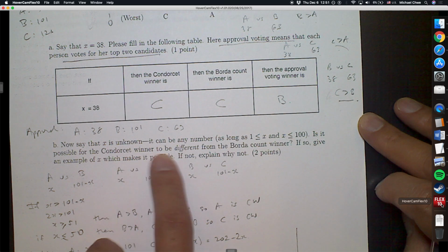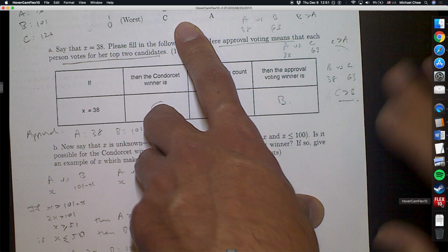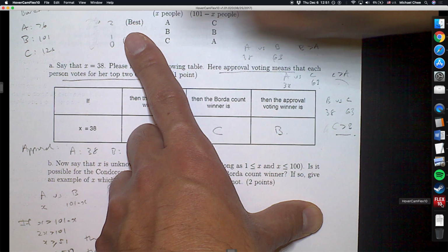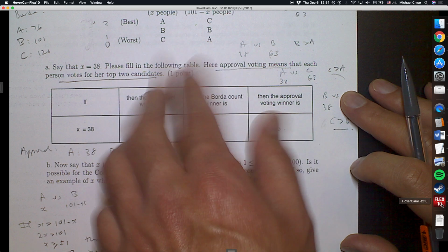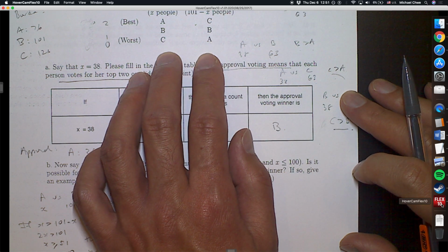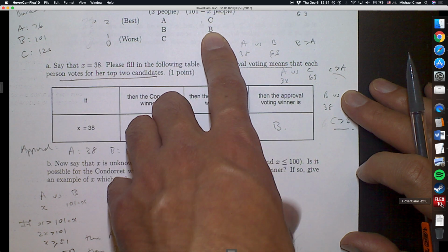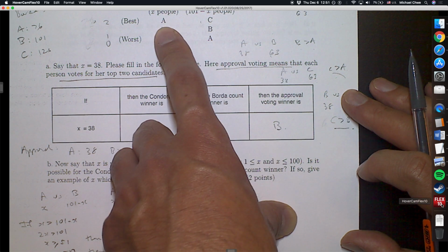Is it possible for the Condorcet winner to be different from the Borda count winner? Well, what will the Condorcet winner be? And this is kind of the idea. Instead of 38, this is just X people. So there's just two groups of society, right? So the Condorcet winner will be determined by what? Which group is bigger? That's all, essentially. If group 2 is a majority, like the one we just did, then C will be the Condorcet winner. If this group has the majority, then A will be the Condorcet winner. That's very simple.